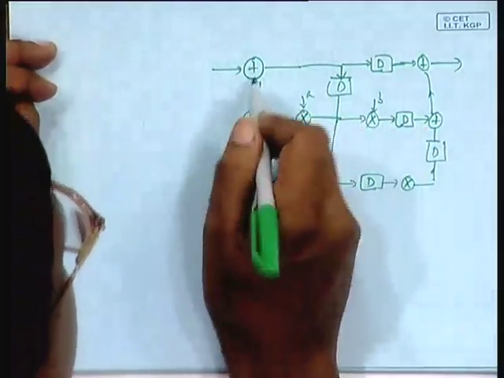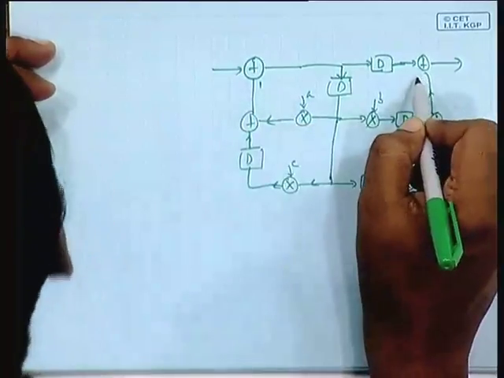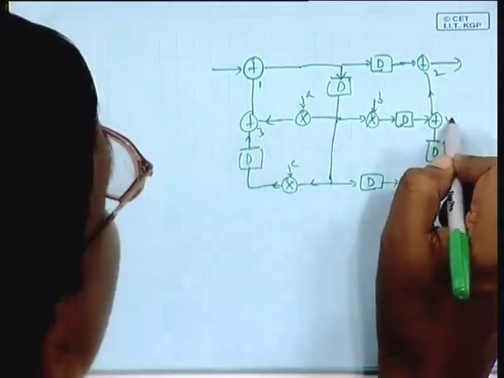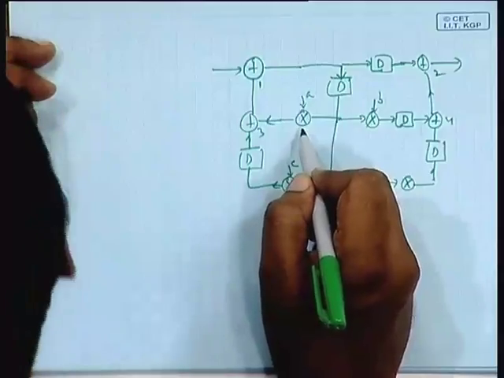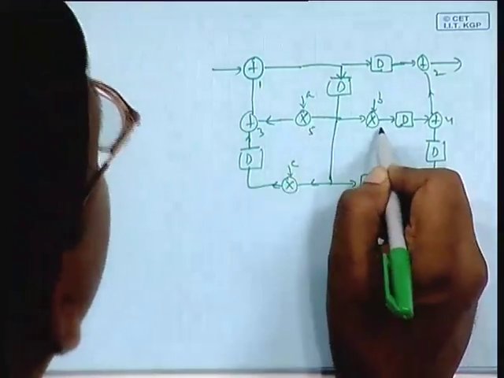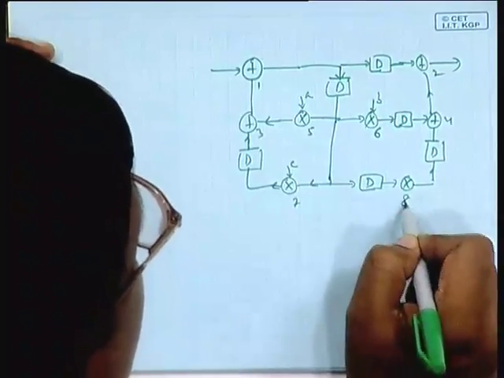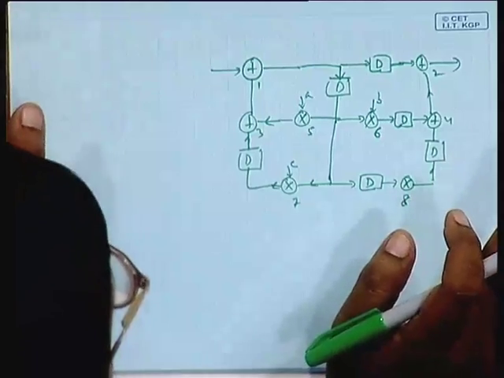I give them names instead of A, B, C, D. I call them adder 1, adder 2, adder 3, adder 4. 4 adders, 4 multipliers. This one is 5, this is 6, this is 7, this is 8. 5, 6, 7, 8 are multipliers, and 1, 2, 3, 4 are adders.